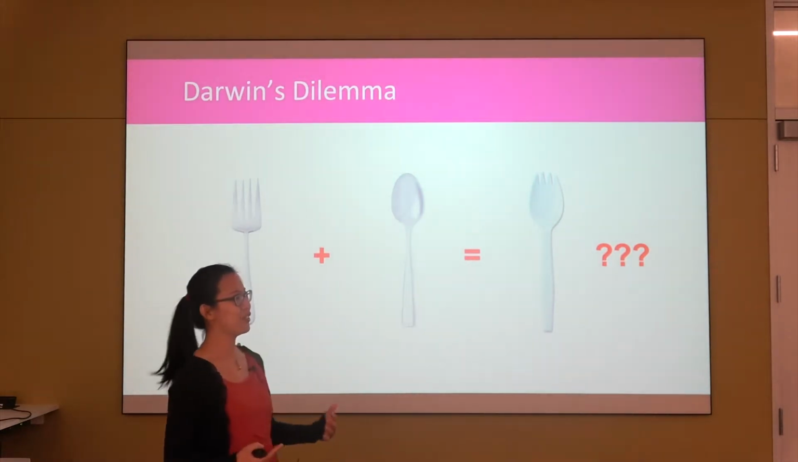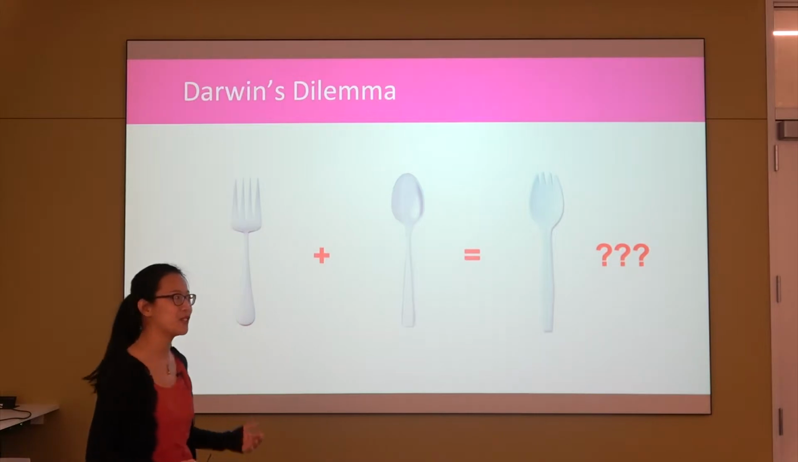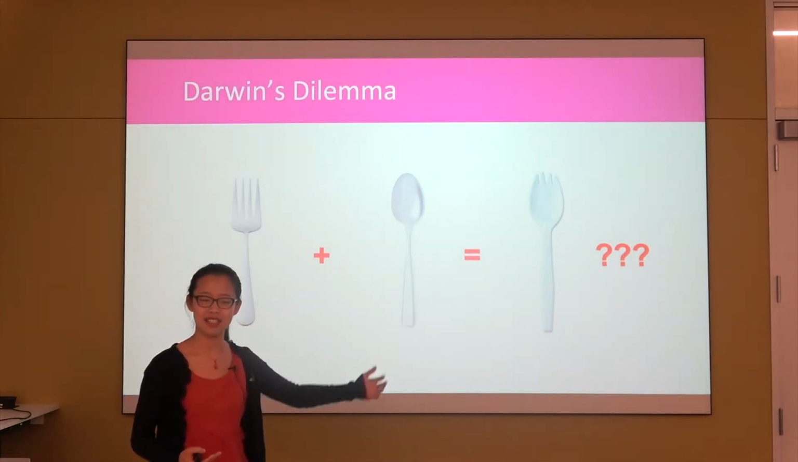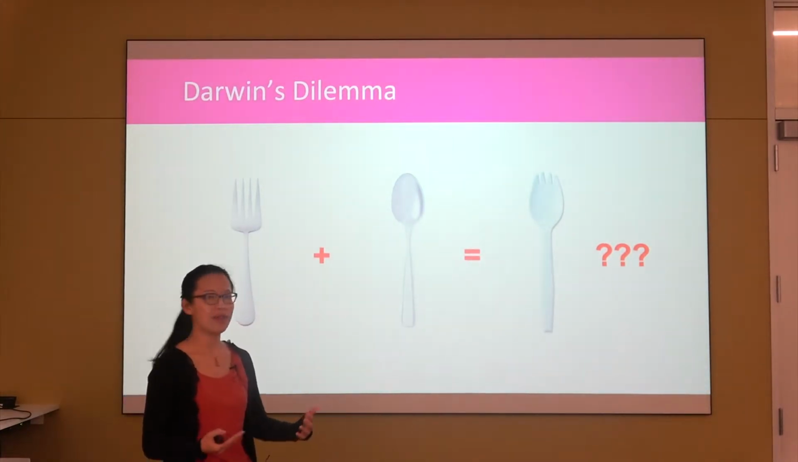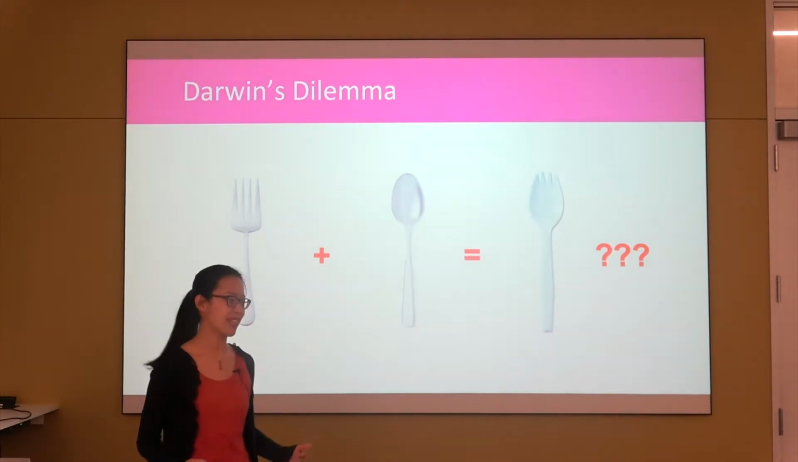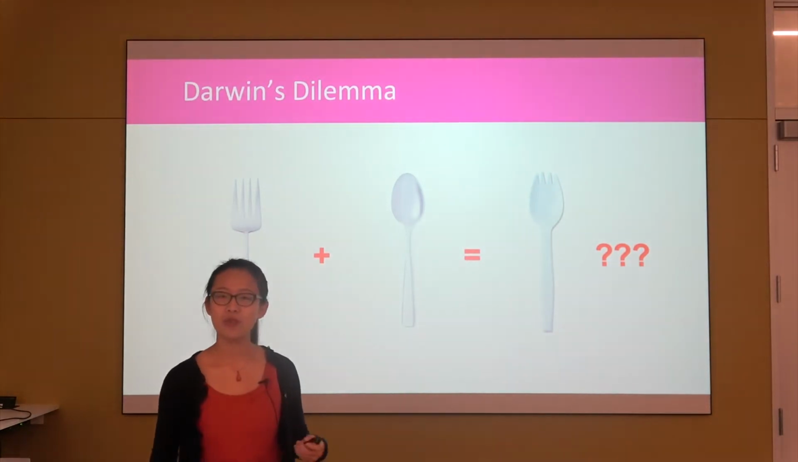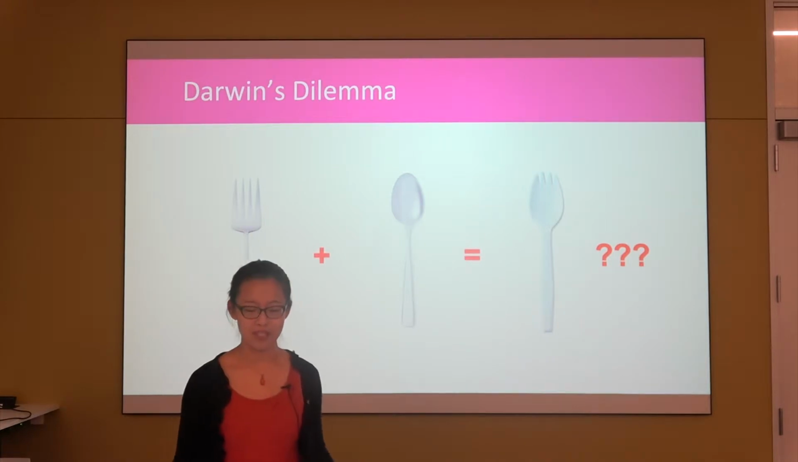It's intuitive to think that if we started with a bunch of forks and spoons, we may end up with a lot of sporks, but that is not really the case. So what is really going on with random mating in populations?